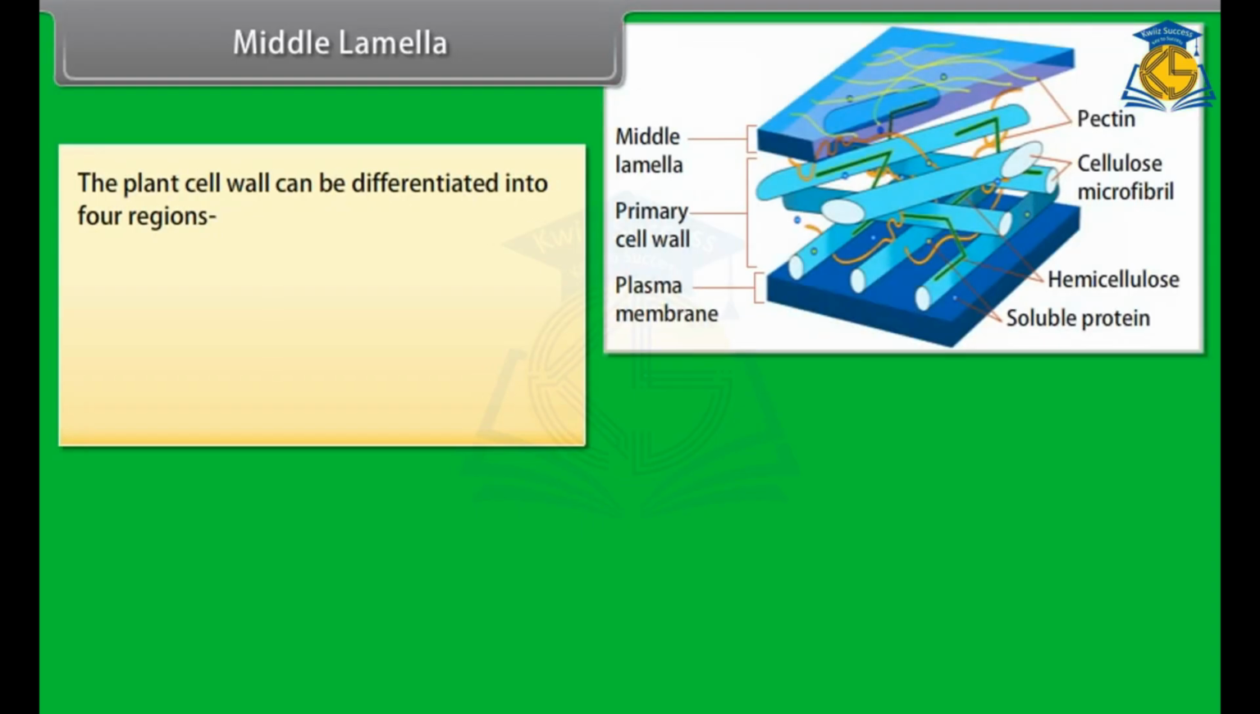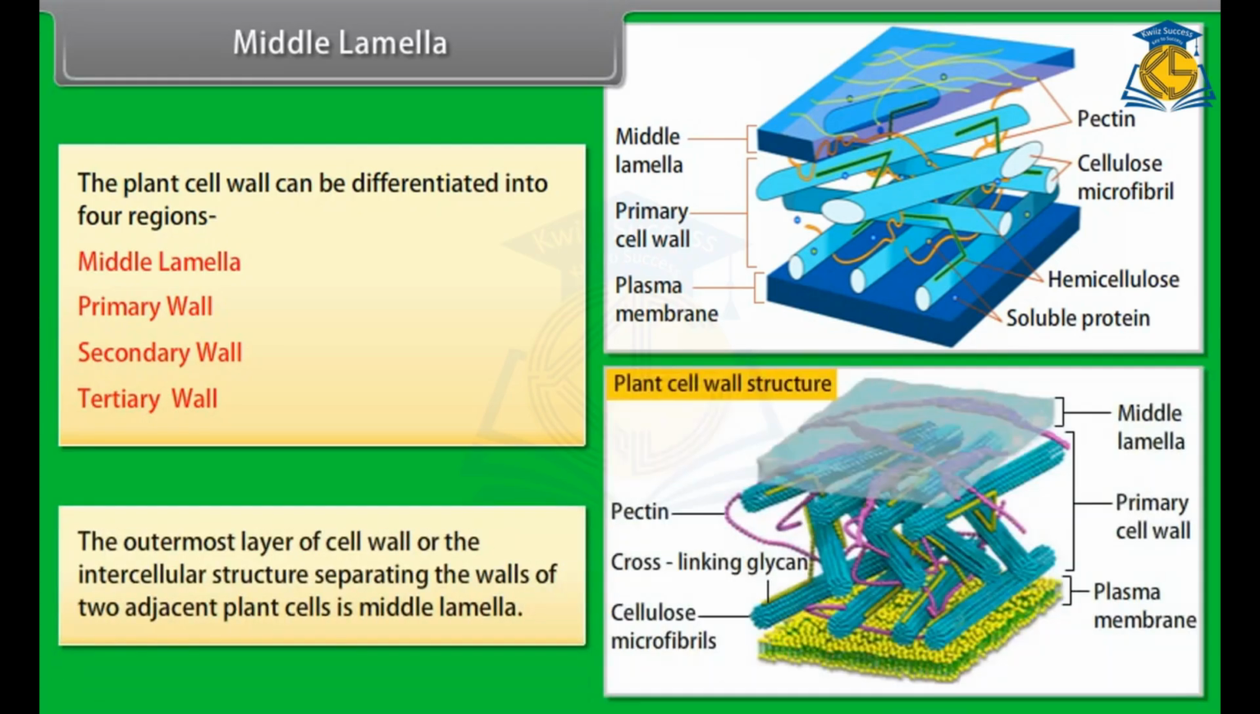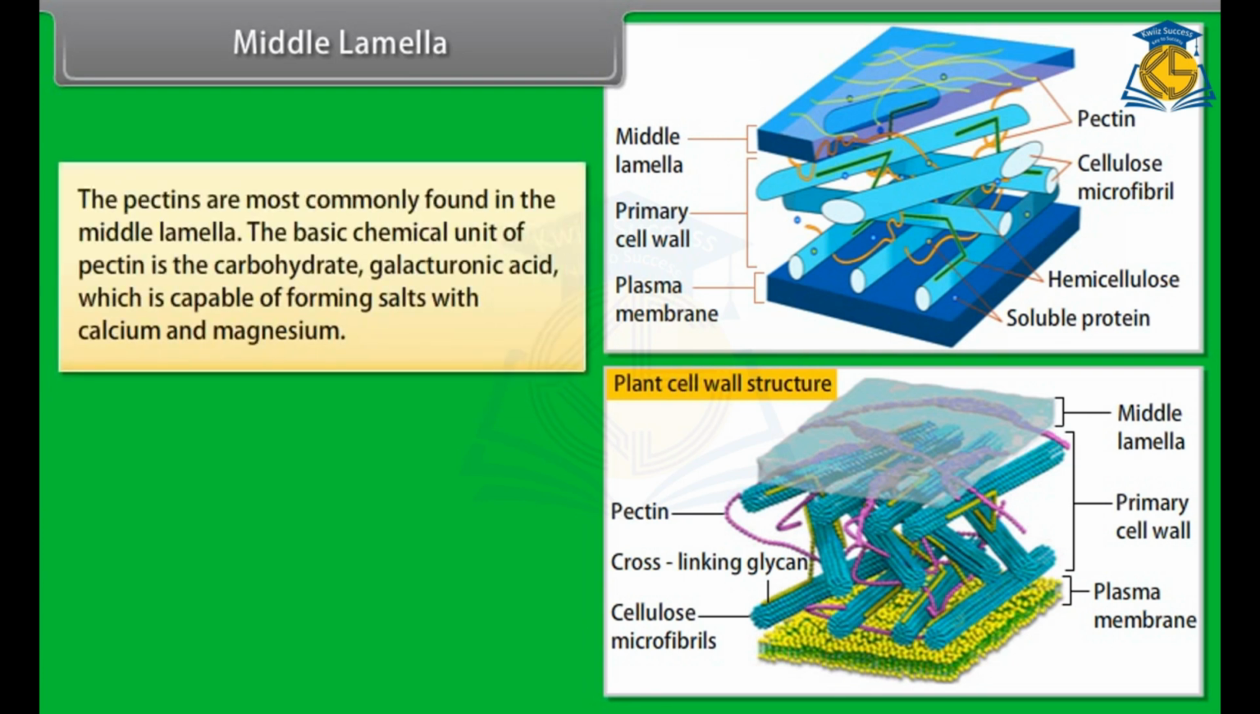Middle lamella. The plant cell wall can be differentiated into 4 regions: middle lamella, primary wall, secondary wall, tertiary wall. The outermost layer of cell wall or the intercellular structure separating the walls of 2 adjacent plant cells is middle lamella. The pectins are most commonly found in the middle lamella. The basic chemical unit of pectin is the carbohydrate galacturonic acid, which is capable of forming salts with calcium and magnesium.